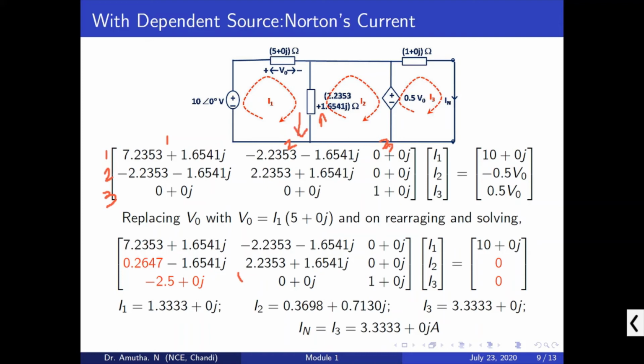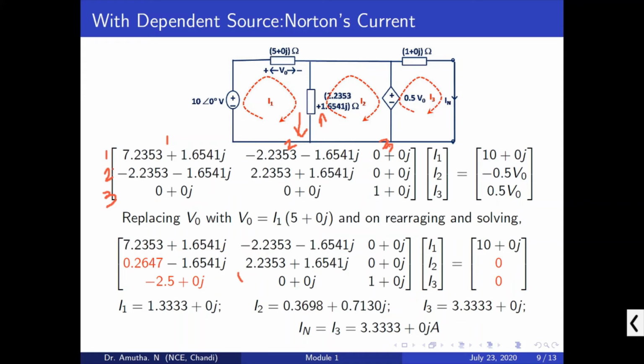This is considered as negative, so that's why it is the negative of that particular resistance. Next one is the second loop and second. Only the second loop is considered, so whatever the resistance coming across this second loop, we have to take it as a positive value.